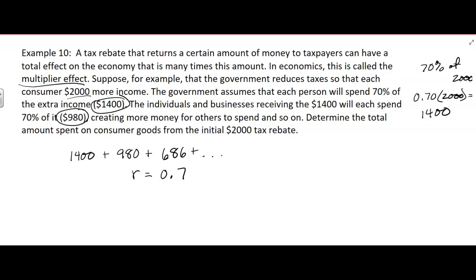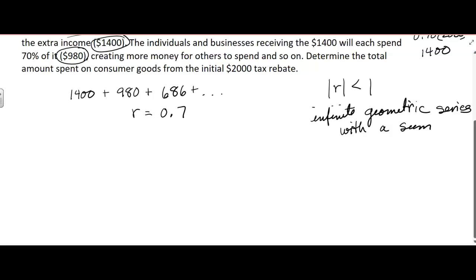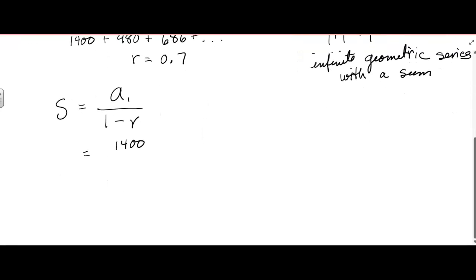That's the ratio. Now, because the absolute value of that ratio is less than 1, this is an infinite geometric series with a sum. And that's what we're trying to figure out, that sum, the total effect here. Okay? So we pull out our formula, S equals A sub 1 over 1 minus R. Well, our A sub 1 is 1,400, that's the initial amount spent, over 1 minus 0.7.